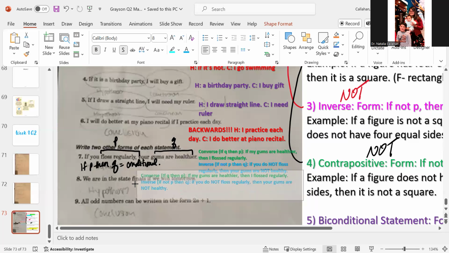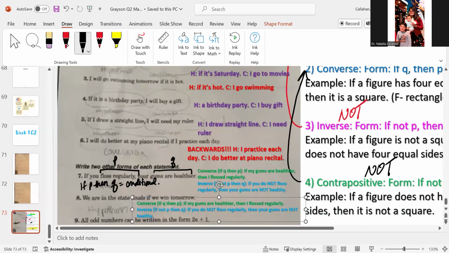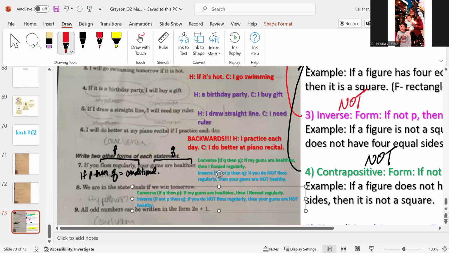We are in the state finals if we win tomorrow. Okay, what's your P? Make sure you label the P and Q. My P is state. My Q is win tomorrow. No, it's backwards. If we win tomorrow, do you see how the if is right here? That's P. This is Q, because you see the if is in the middle right there. So this one's backwards. Okay.